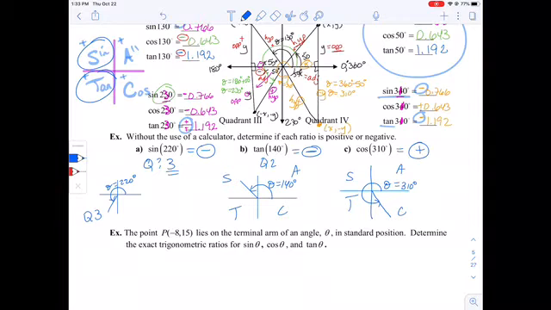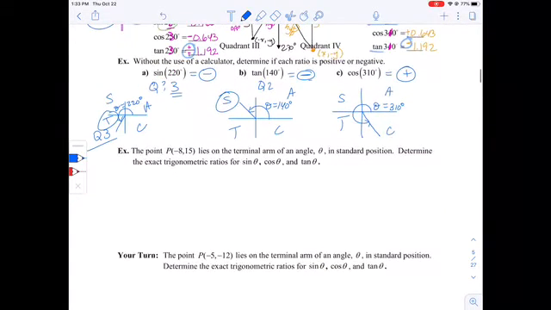So in second quadrant, sine is the only one that's positive, so tan would be negative, and again, cast rule, tan is the only one positive in Q3, so sine would be negative. So that's the cast rule. It tells you whether the ratio is positive or negative in that quadrant.